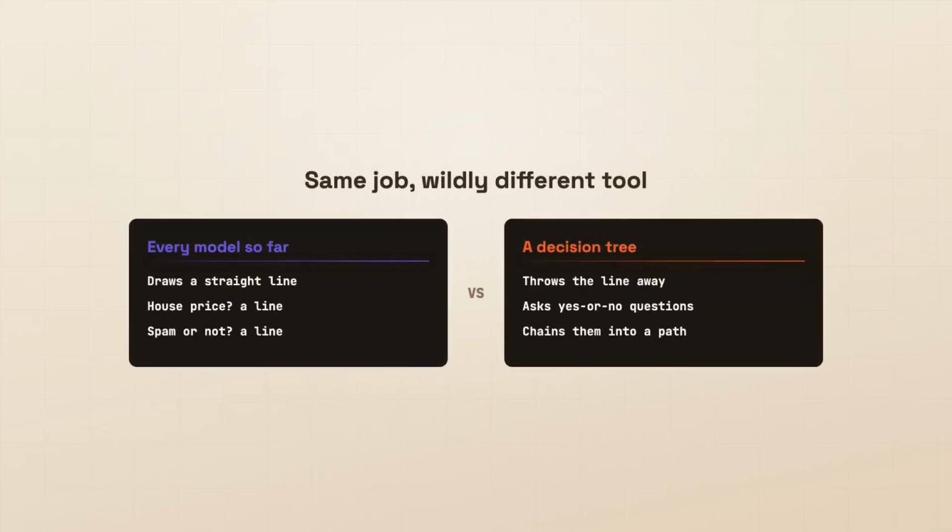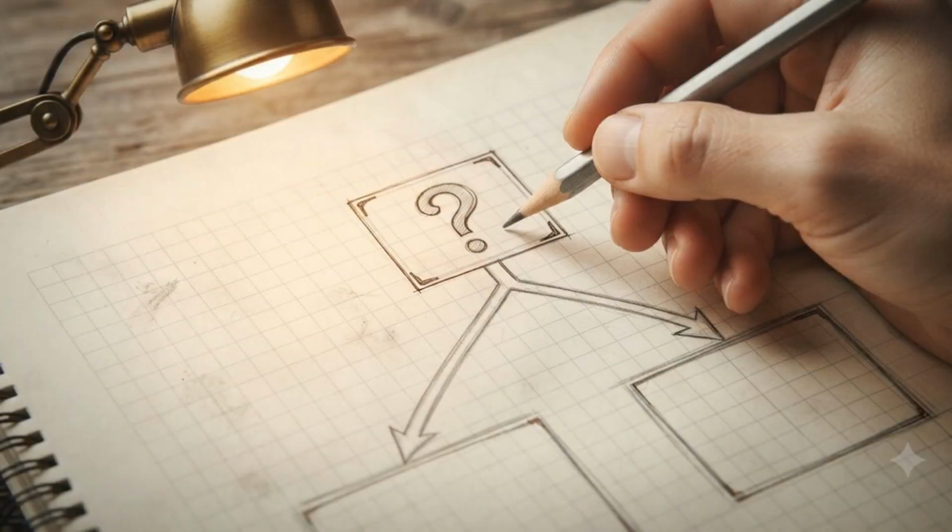A decision tree throws the line away completely. Instead of drawing, it asks. It's a totally different shape of model, and it's still supervised learning, still sorting examples into buckets like we've done all along, just doing it with a chain of yes or no questions instead of a ruler. Same job, wildly different tool.